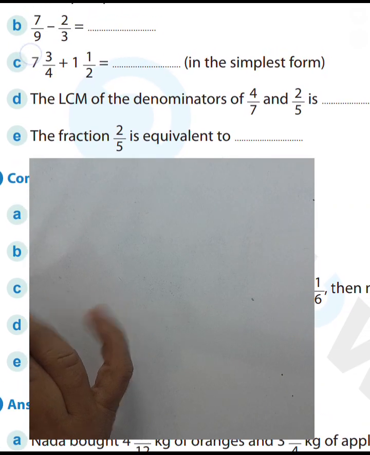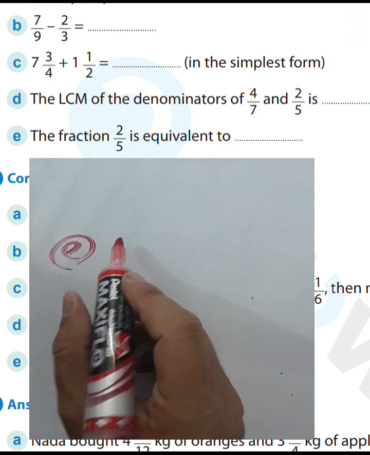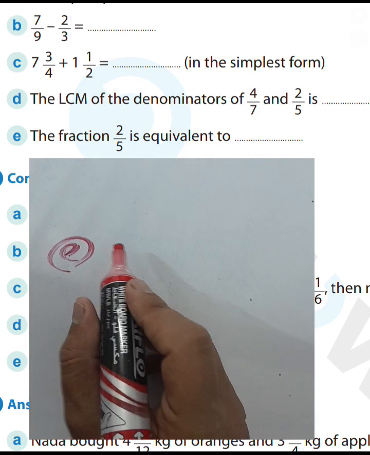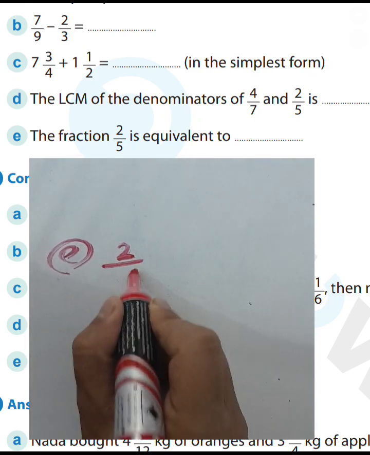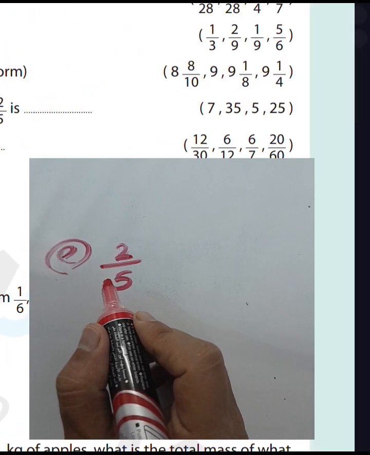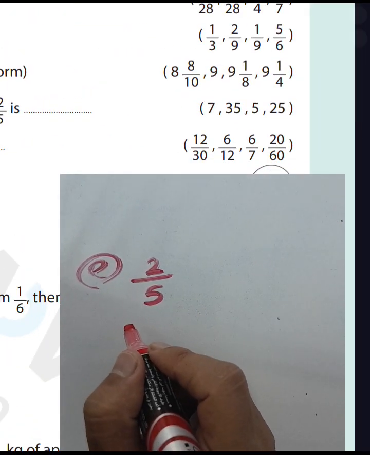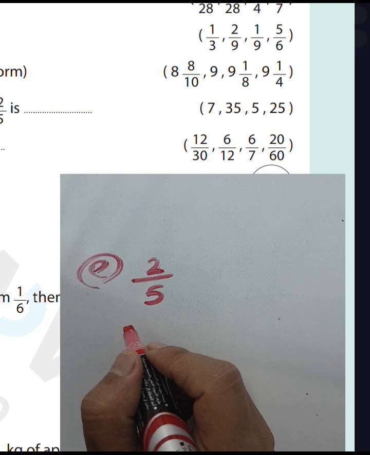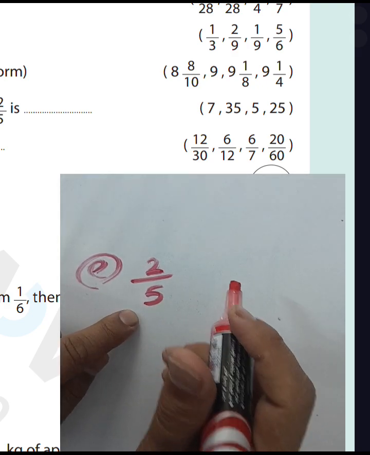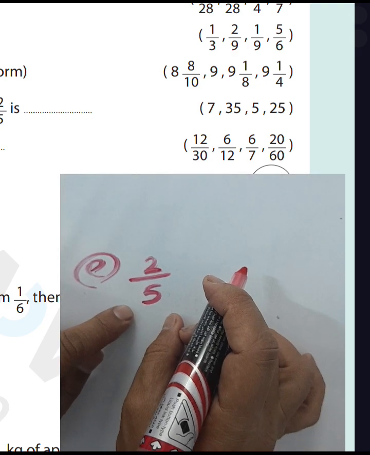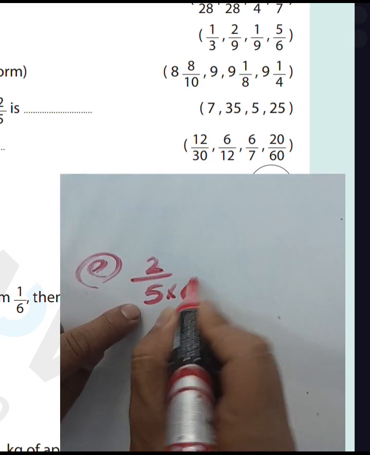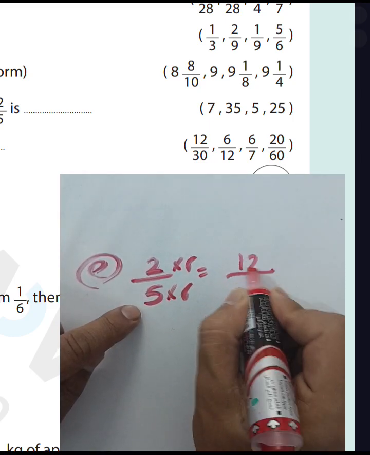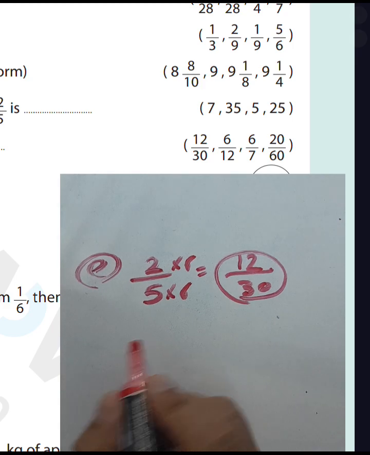Question letter E. The fraction 2 over 5 is equivalent to what? 2 over 5. Equivalent to what here? We can find 2 over 5 by multiplying by what? Equal 30 by 6. Okay, by 6 here and by 6. It will be 12 over 30. 12 over 30.